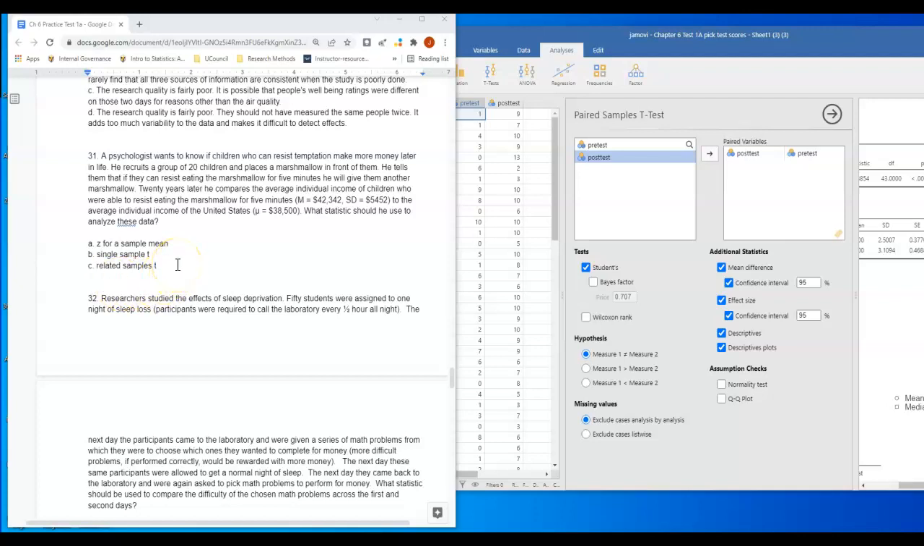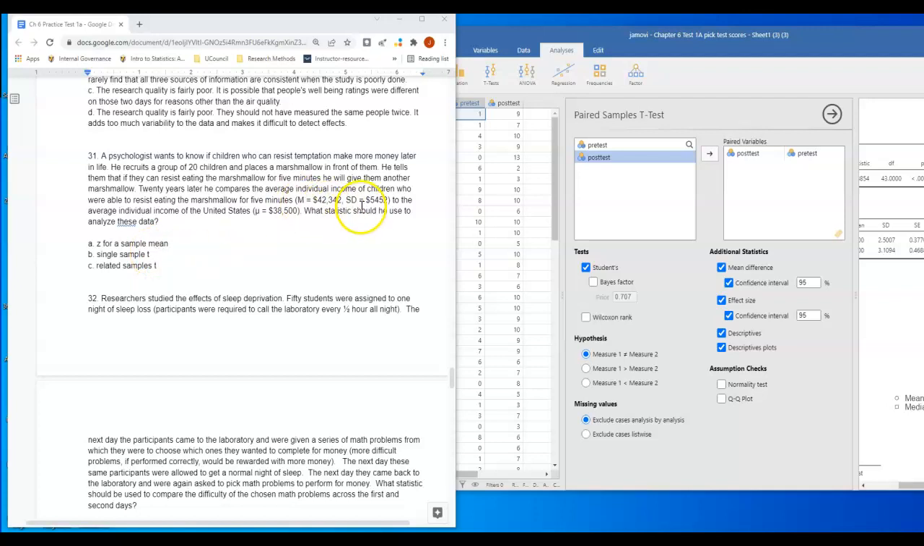We have a psychologist who wants to know if children who can resist temptation make more money later in life. He recruits a group of 20 children and places a marshmallow in front of them. He tells them if they can resist eating the marshmallow for 5 minutes, he will give them another marshmallow. 20 years later, he compares the average individual income of children who were able to resist eating the marshmallow for 5 minutes to the average individual income in the United States. So which statistic should he use to analyze these data? So the key here is they're comparing a population mean to a sample mean. So that means it's either the Z for a sample mean or the single sample T.